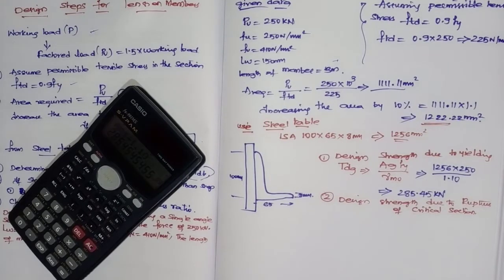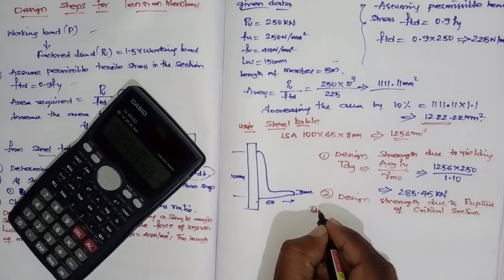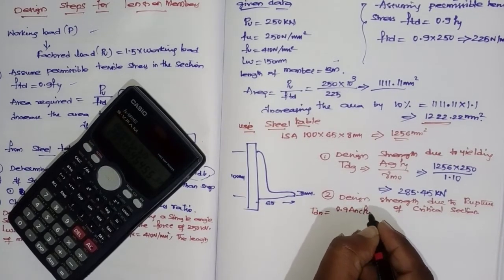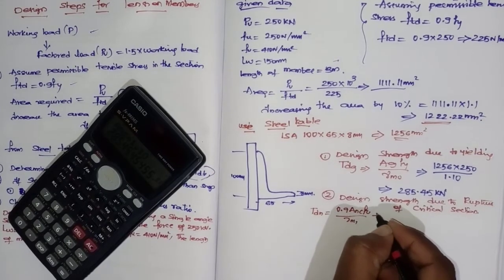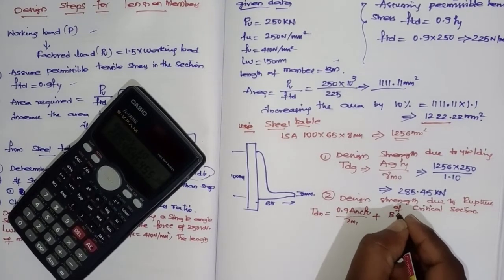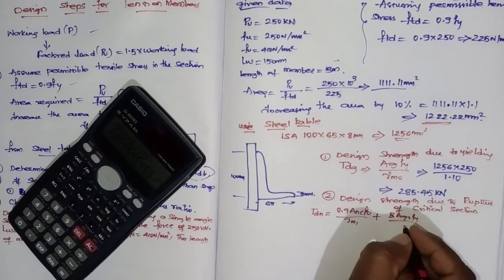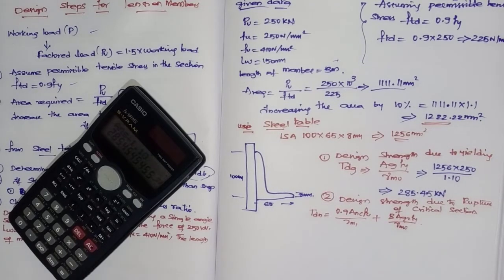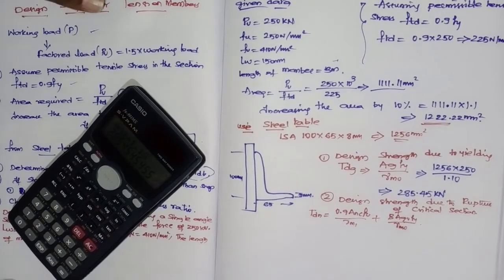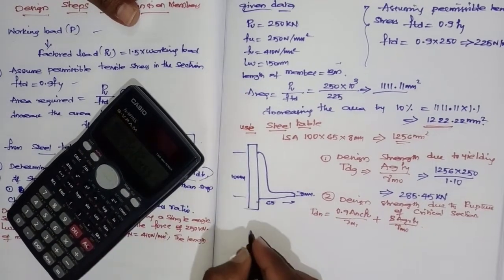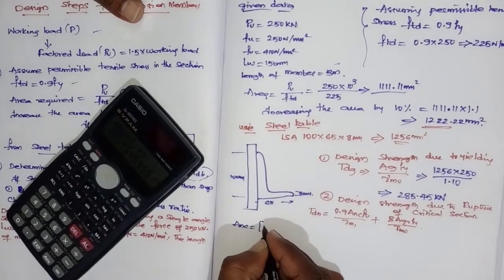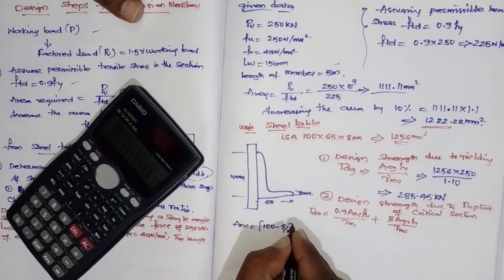So for that, TDN equals 0.9 ANC Fu by gamma m1 plus beta AGO Fy by gamma m naught. Okay, so this is a formula. First in this page we'll try to find the gross area of the connected leg. Okay, so 100 mm is connected, (100 minus 8 by 2) into 8.